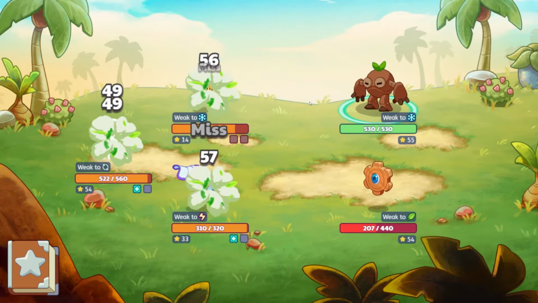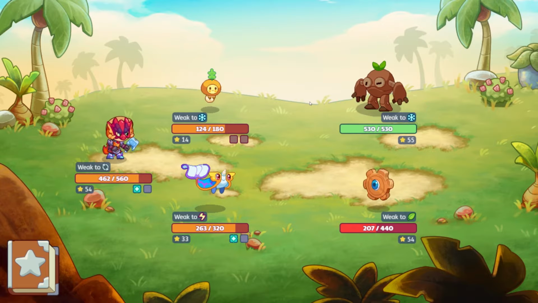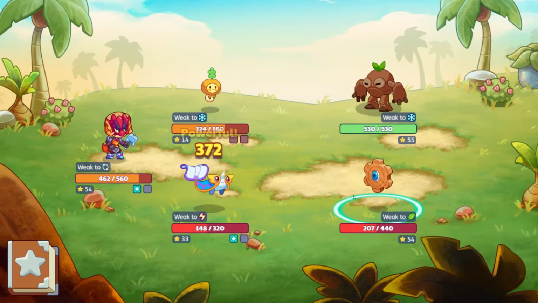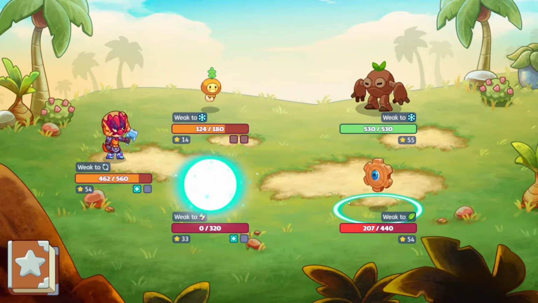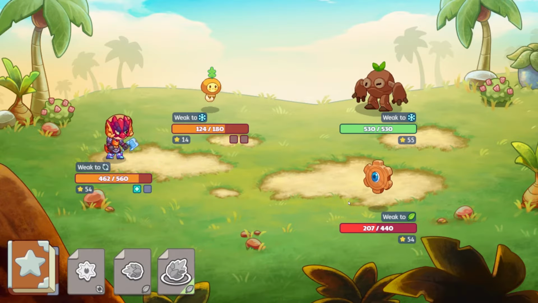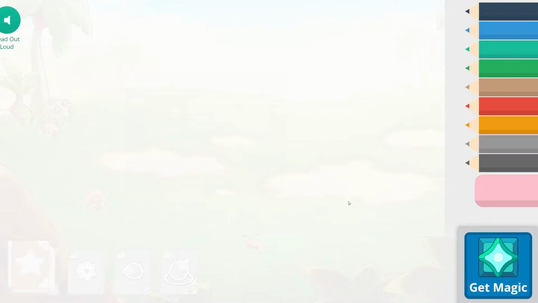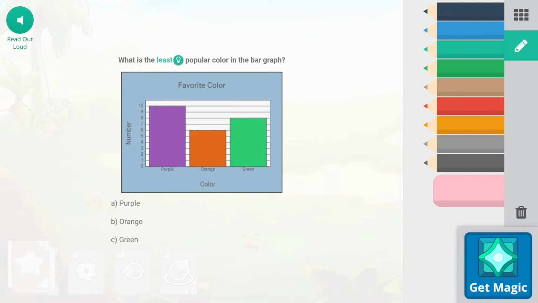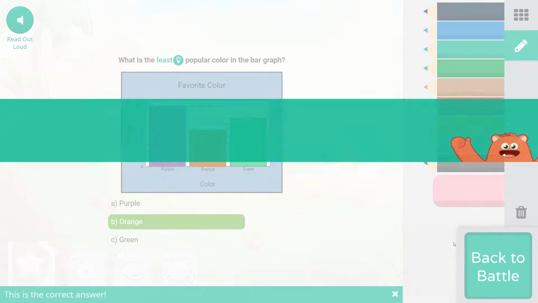And boom. All right, I love the sparks. The sparks look so in your face. Okay, and here we go. What is the least popular color in the bar graph? Orange is the least popular color. Sorry, buddy.